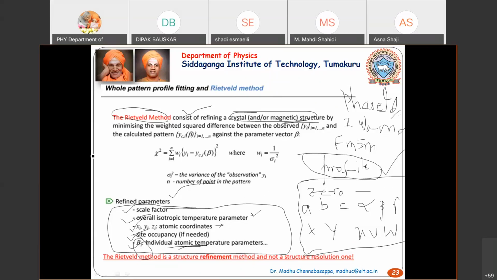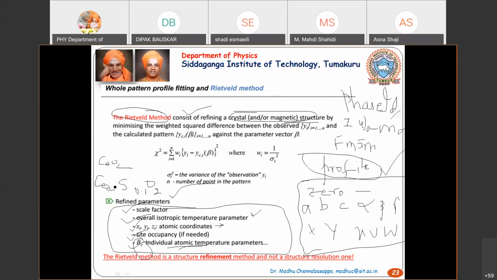For example, if I take CeO2, there is one cerium and two oxygen, and if I dope with something, then in the place of cerium I may have some secondary element like silicon. So I can have silicon in some places. Then I need to give this occupancy, and also the B-iso, the atomic temperature parameters.